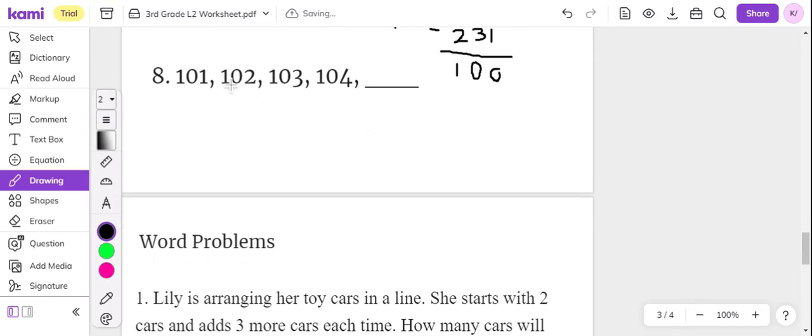Alright, last one of these problems. We have 101, 102, 103, and 104. This one is pretty simple, but we will work it out anyways because it doesn't hurt to be 100% sure. So 102 minus 101 should just come out to 1 because all of these come out to 0. So that means 104 plus 1 is 105.